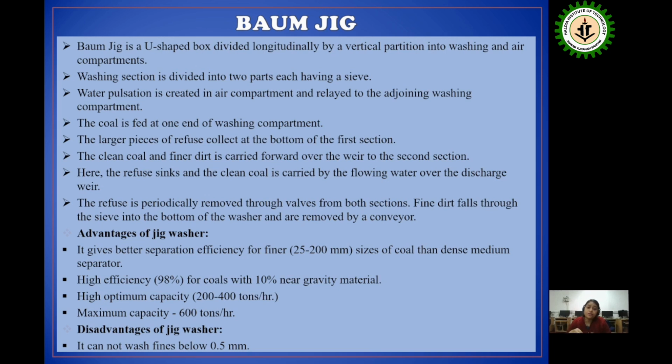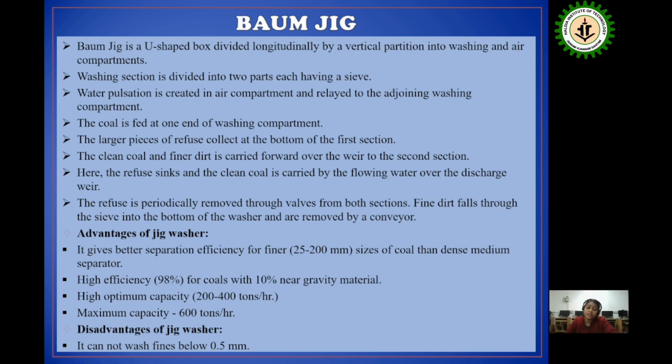Now, this type of jig washer has some advantages. What are the advantages of this jig washer? It gives better separation efficiency for finer particles, that is from 25 to 200 size of coal, than the dense medium separator. It has high efficiency, that is 90% for coal with 10% near gravity material. High optimum capacity, that is from 200 to 400 ton per hour, and maximum capacity of 600 ton per hour.